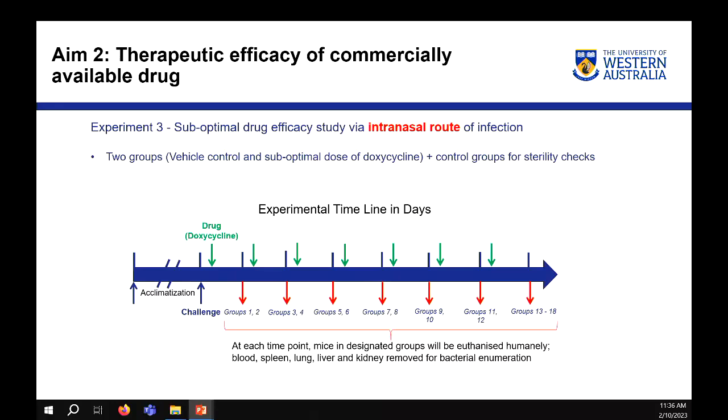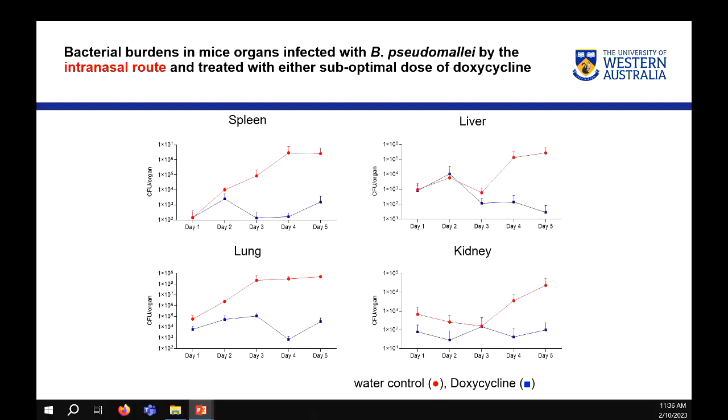This one we did exactly the same, but by the intranasal route, so that we've got that option of treatment by IP or treatment by inhalational. And you can see exactly the same. So in the spleen, with doxycycline treatment, we see less bacteria. Here you see a beautiful clear differentiation in the lung, in the liver, and in the kidney as well.